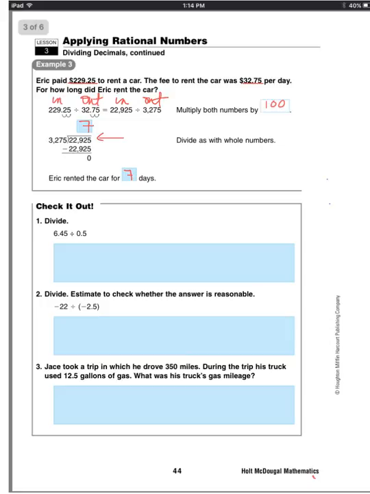So go down and do the check it out. And as long as you can show me how to correctly set up the problem with there being no decimals in the divisor, then you can use a calculator to get the quotient.